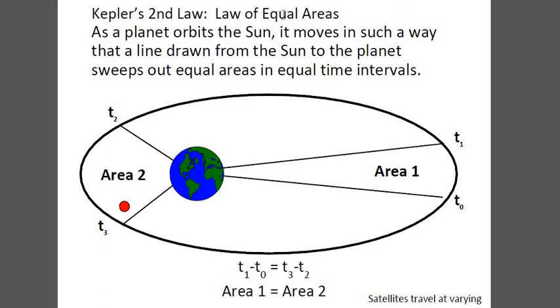So the law of equal areas, Kepler's second law: as the planet orbits the sun, it moves in such a way that the line drawn from the sun, or from the earth to the satellite, sweeps out equal areas in equal time intervals. I'll give you an example: this is the earth, and this is the satellite.